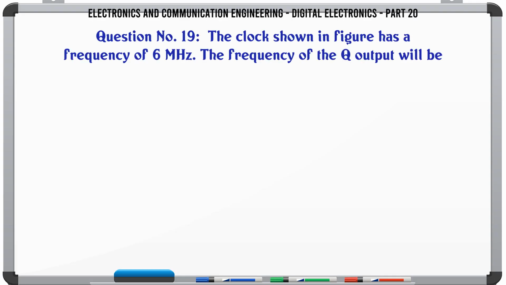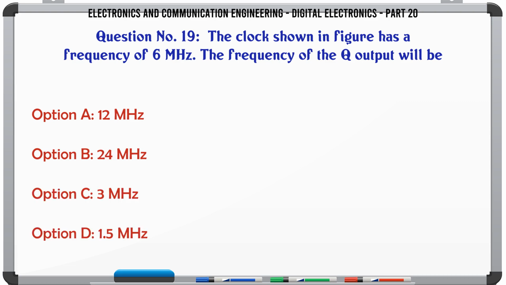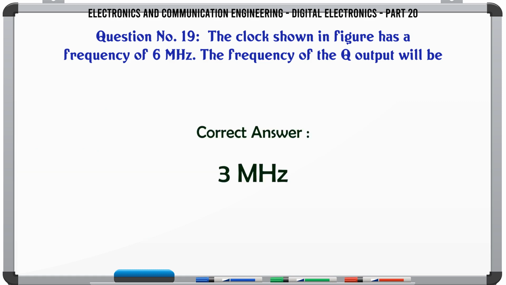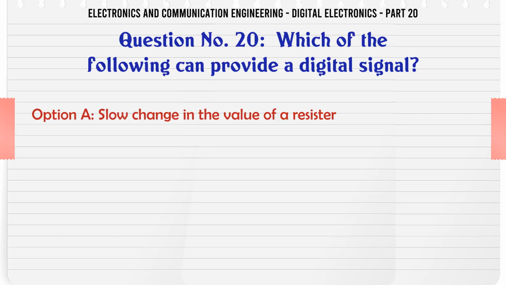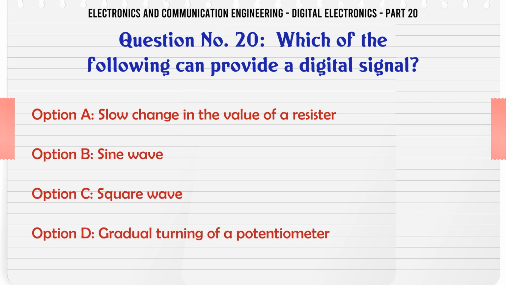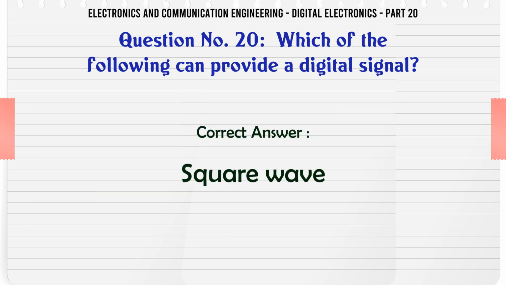The clock shown in figure has a frequency of 6 MHz. The frequency of the Q output will be A 12 MHz, B 24 MHz, C 3 MHz, D 1.5 MHz. The correct answer is 3 MHz. Which of the following can provide a digital signal? A slow change in the value of a resistor, B sine wave, C square wave, D gradual turning of a potentiometer. The correct answer is square wave.